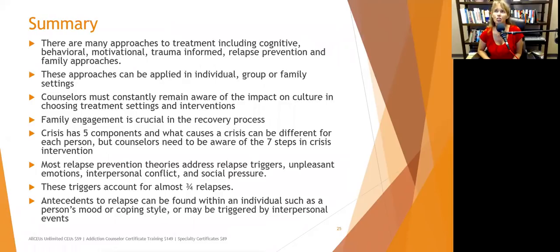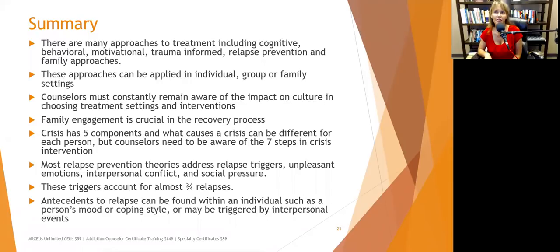There are many approaches to treatment, including cognitive, behavioral, motivational, trauma-informed, relapse prevention, and family approaches. These approaches can be applied in individual, group, or family settings, and counselors must constantly remain aware of the impact of culture on choosing treatments and interventions. Family engagement is crucial in the recovery process, but family is who the client defines it as. It may not be blood relatives. Crisis has 5 components, and what causes a crisis can be different for each person. But as clinicians, we need to be aware of the 7 steps in crisis intervention.